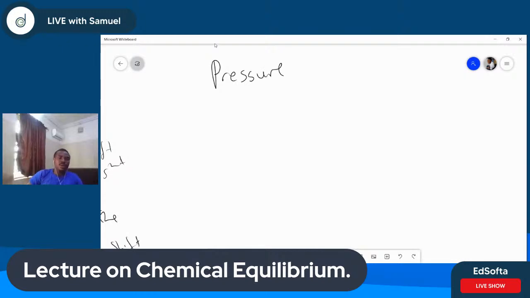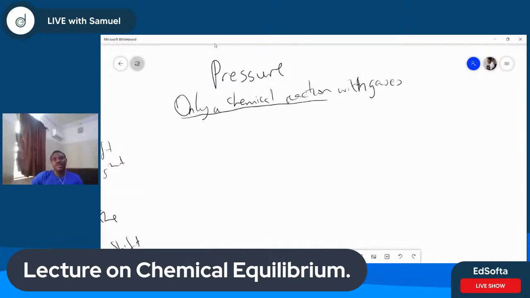Pressure only affects a chemical reaction of gases. If the chemical reaction does not have gases, then pressure is of no effect. But if the chemical reaction has gases, pressure has an effect. So if you have a chemical reaction, A plus B, gas, gas, as long as there's a gas, plus D.